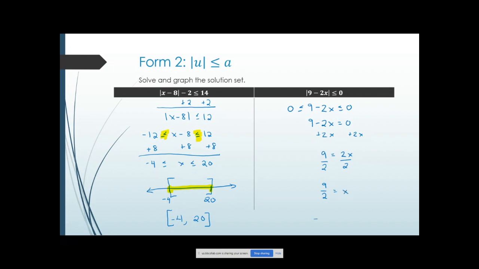When we graph this, it is just a dot. Basically, at 9 halves, we only have one solution. It's just a closed circle. And when we put this in interval notation, you actually use set notation. And we just put it in a set with a single number, 9 over 2. Because the absolute value is not going to be less than 0, it can only be equal to 0. If it had been a less than without the equal to part and said less than 0, that would be another no solution because it can't be less than 0. But we can be equal to 0, so there is a solution here. It's just a single number.